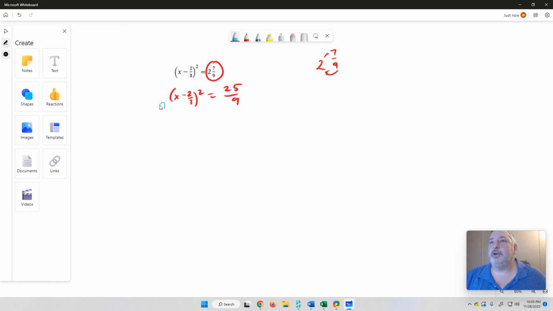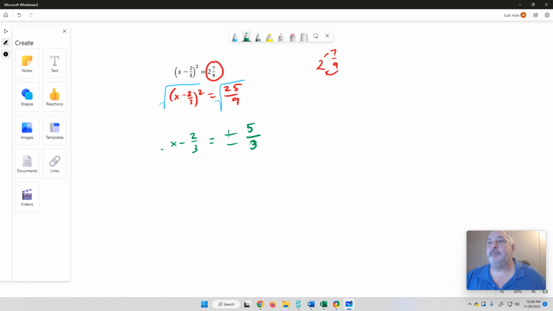When I take my square root, I square root both sides. And this is the simple side. I'm just going to get x minus 2/3. I'm going to take the parentheses away. On this side, I have plus or minus because we're completing the square here. And then I just need to take the square root of the numerator and denominator. So the square root of 25 is 5, square root of 9 is 3.